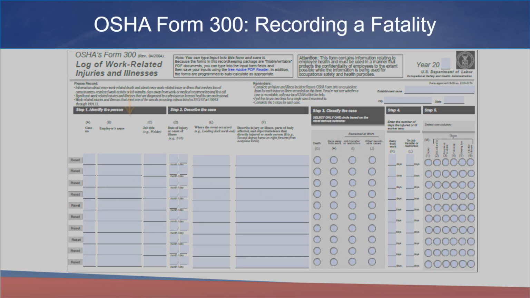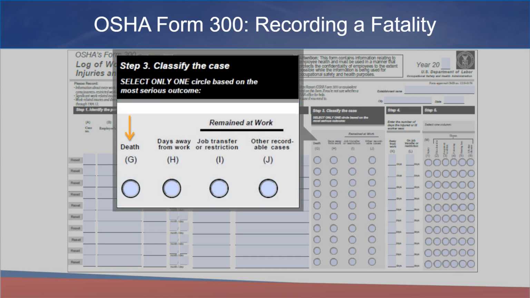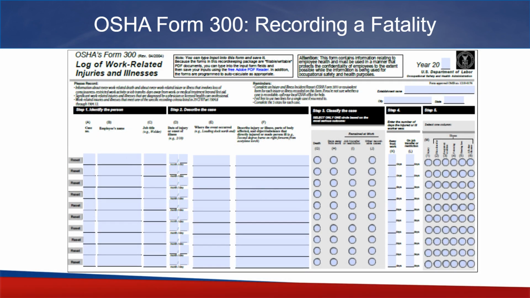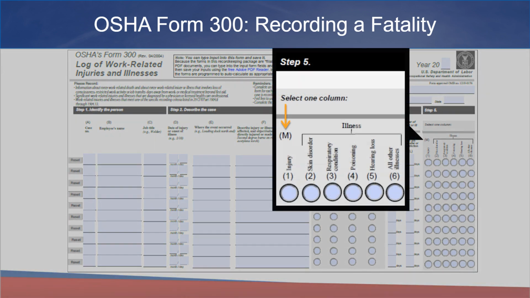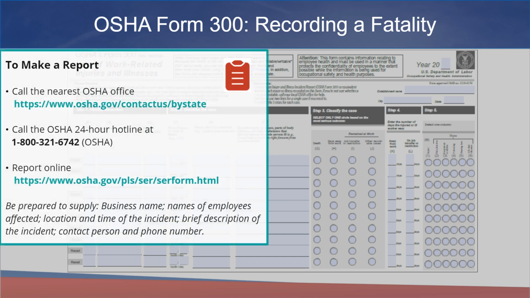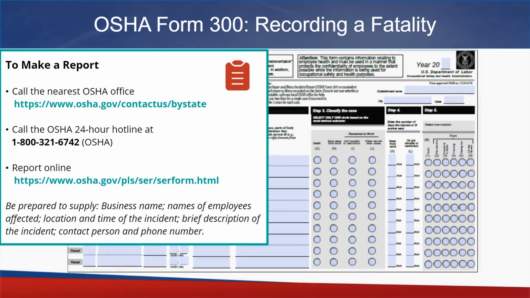For cases involving a fatality, enter a check mark in column G on the OSHA Form 300. Note in column M whether the case involved an injury or an illness. Also remember that you must report the fatality to OSHA within 8 hours of learning of its occurrence. The event can be reported by phone to the local OSHA area office or by using the OSHA 800 number, 1-800-321-6742, or by using the reporting application on OSHA's public website.